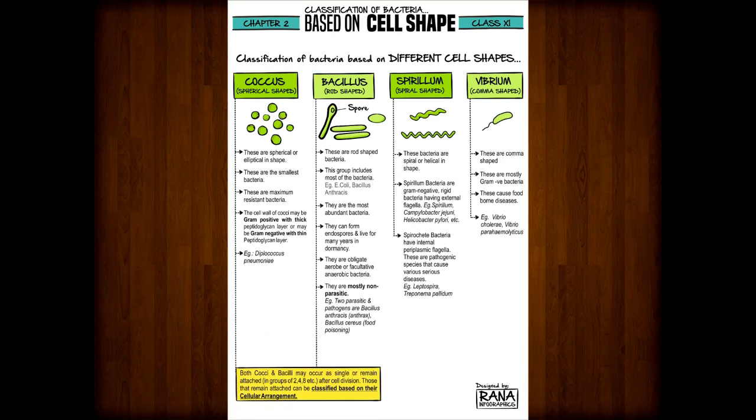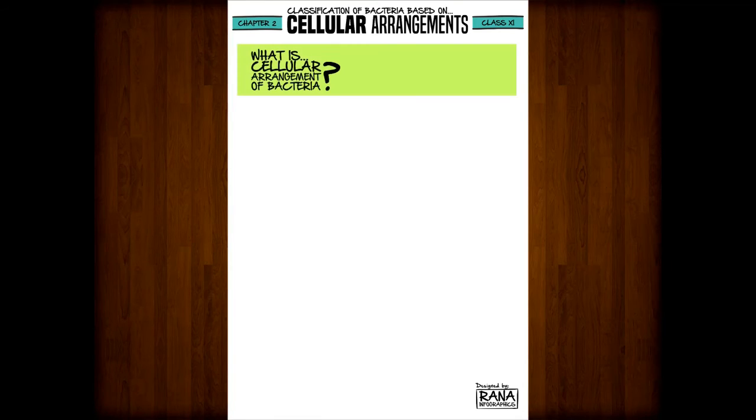Please note that both cocci and bacilli may occur as single or remain attached in groups after cell division. Those that remain attached can be classified based on their cellular arrangement. Now let us study the classification of bacteria based on cellular arrangement. But first, let us understand what is cellular division of bacteria.